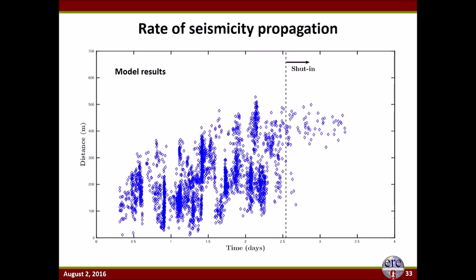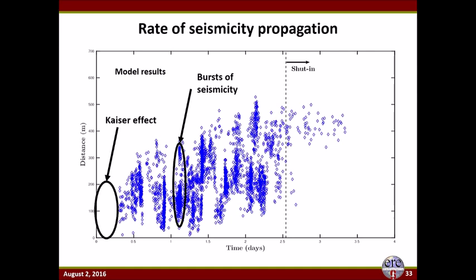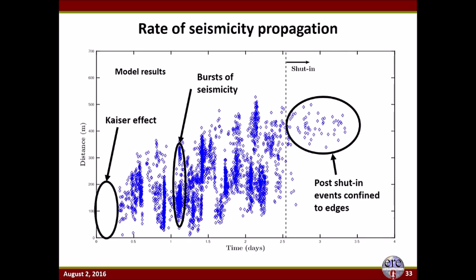These are the model results of the seismicity that we calculated as the fractures deformed. And again, we were able to capture the Kaiser effect. These bursts in seismicity corresponded to times when hydraulic fractures linked up new zones of natural fractures, and they were able to slip sporadically at those points. And we also were able to capture this post-shut-in behavior.